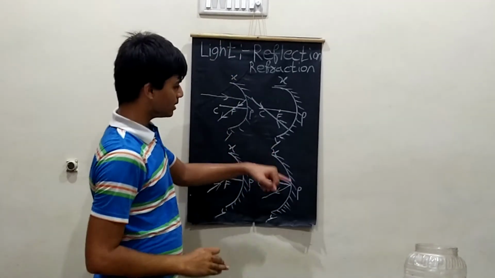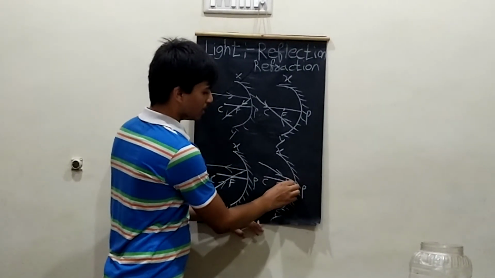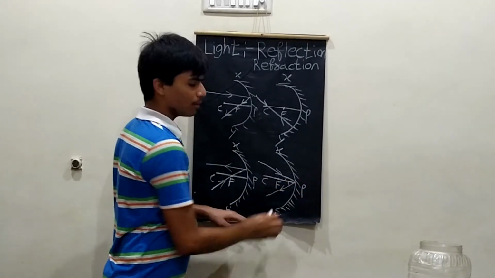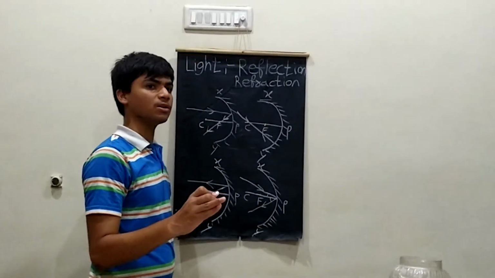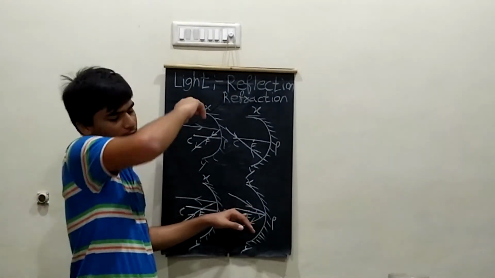The normal is the principal axis. So this becomes the angle of incidence, and this becomes the angle of reflection. And as you know, the angle of incidence is always equal to the angle of reflection. So here the principal axis becomes the normal.